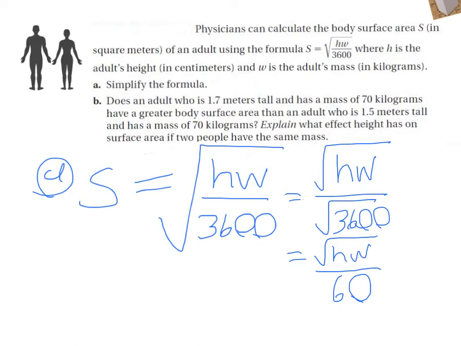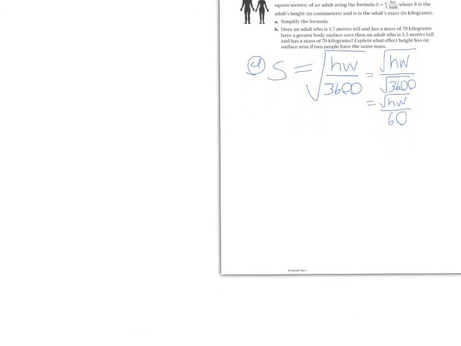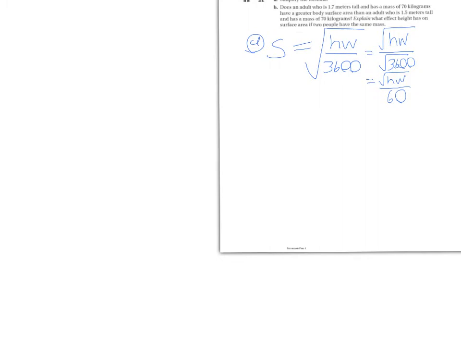So here we go. Part B. I'm going to make this a little smaller. There we go. All right, so part B. Does an adult who is 1.7 meters tall and has a mass of 70 kilograms have a greater body surface area than an adult who is 1.5 meters tall and has a mass of 70 kilograms? So we have, in fact, two adults, essentially. So it helps to keep it organized. Let's call this person over here adult number 1, and over here we'll do the calculations for adult number 2.